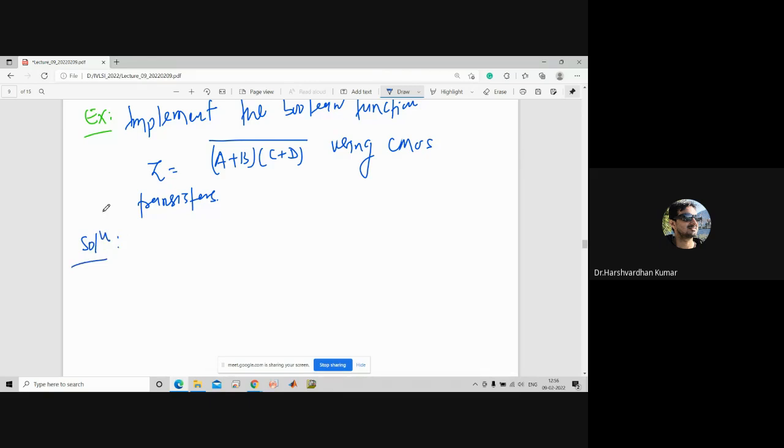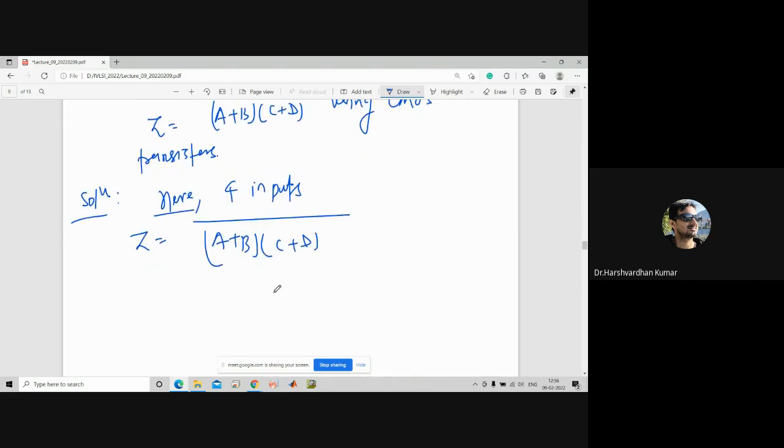First, we need to understand how many inputs are there. If you see the expression, it is a Boolean function, so what can you conclude from there? How many inputs are there? 4 inputs. Very good. So here, 4 inputs. If you again see the expression, that is Z is equal to (A plus B) multiplied by (C plus D), then you can conclude that this is an OR gate, right? This is also an OR gate.